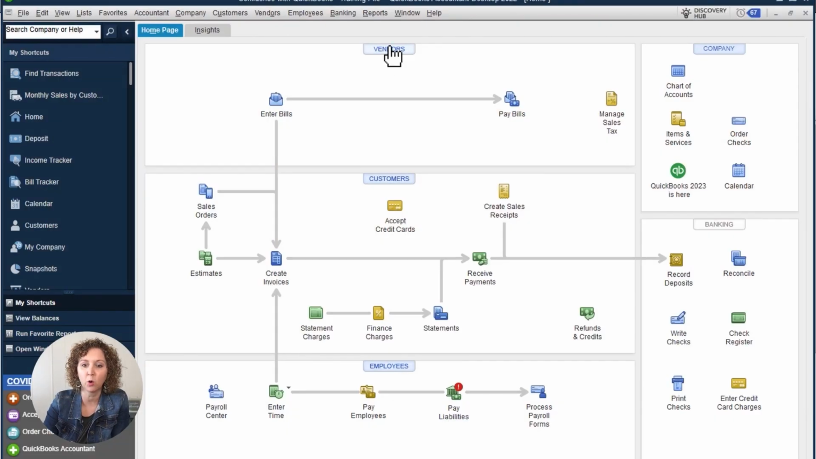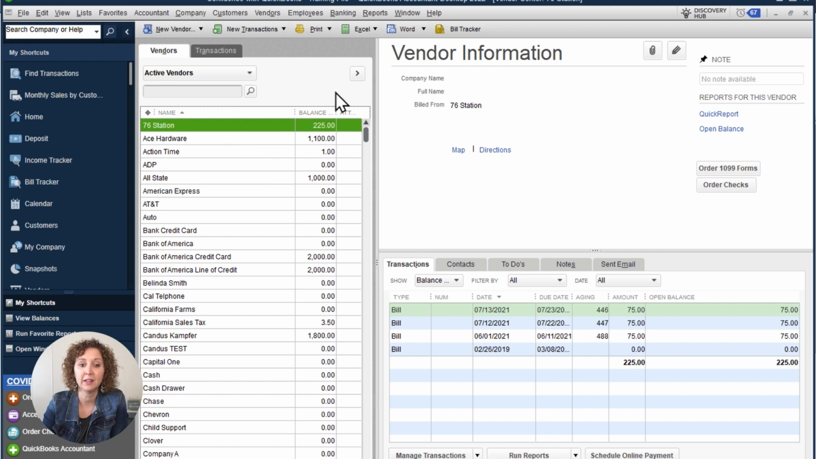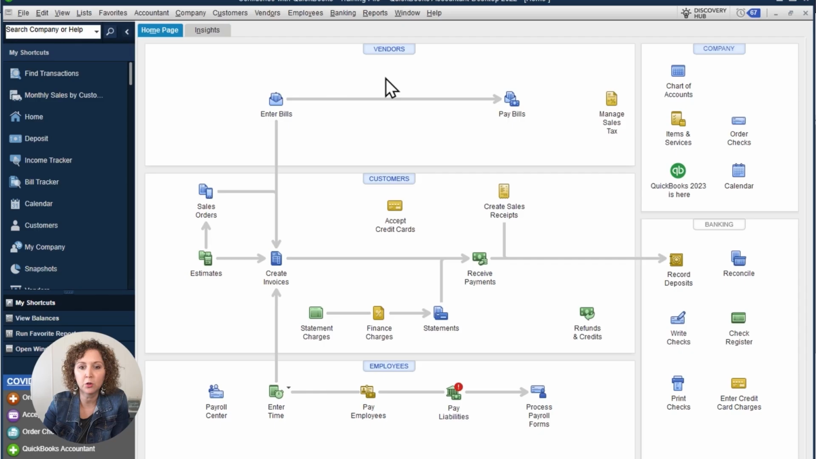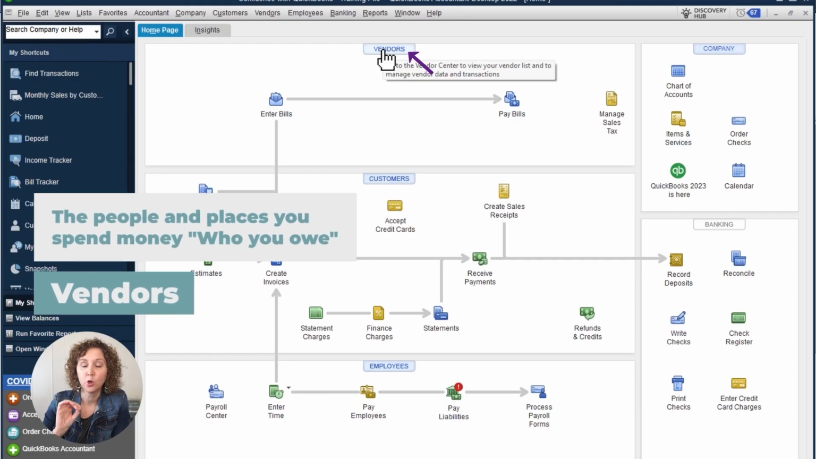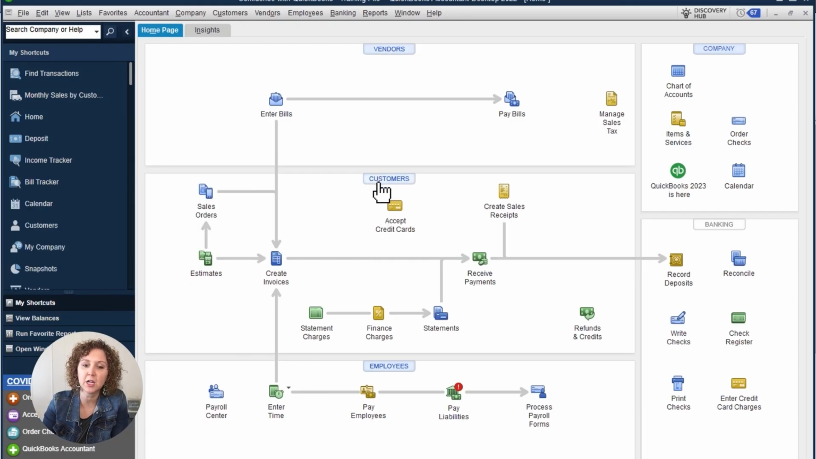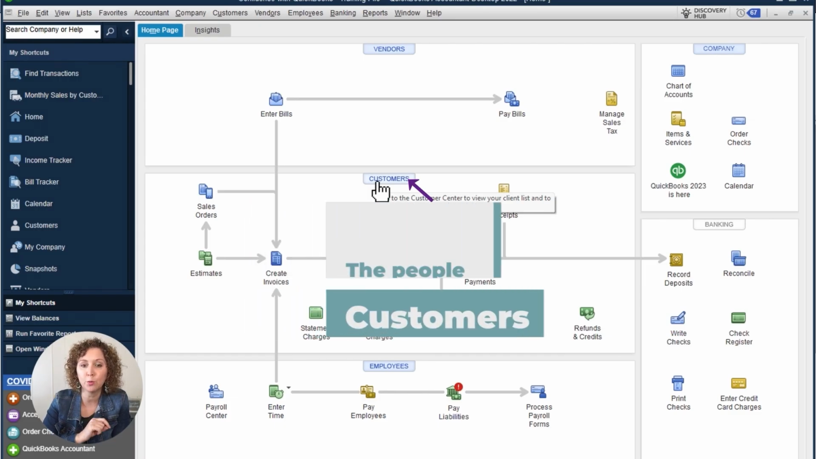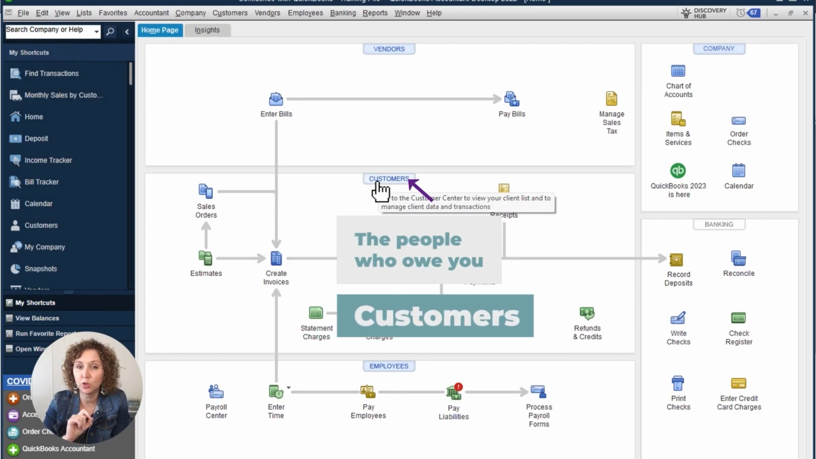Whether you're desktop or online, you can go over to your vendors and you can start looking through to make sure that the amounts that are in here are who you actually owe. There are reports that you can pull, and there's different strategies that you can be looking at to know if you have mistakes. So you want to be checking vendors. Vendors are the people and places you spend money, who you owe money to. And then you're also going to be checking your customers, the people who owe you money. Is it accurate? Do you know?